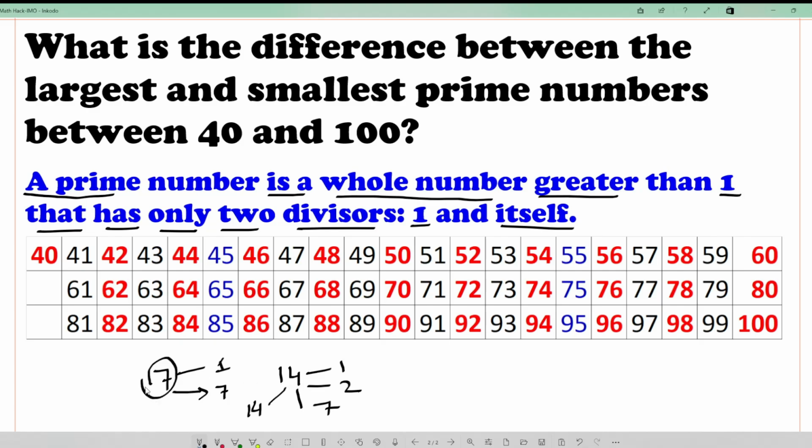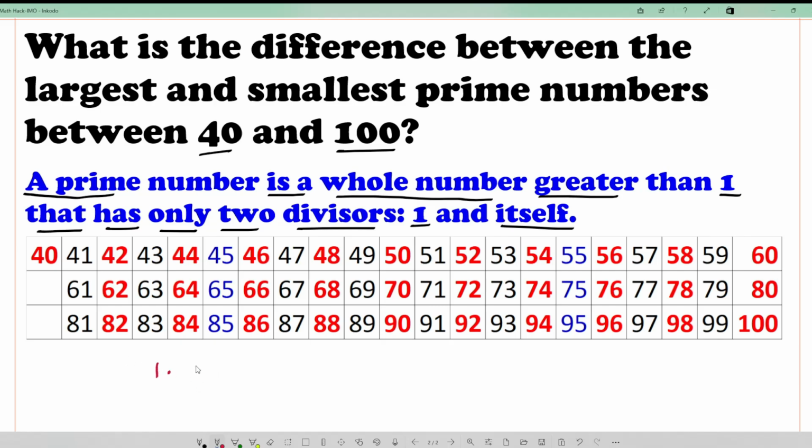So, today's question: first we have to find out those prime numbers which are between 40 and 100. Look, here I am trying to write some numbers in 3 colors. First is black, second red, and third blue. Here are all the numbers from 40 to 100. Once we find prime numbers, first we have to cut out something.